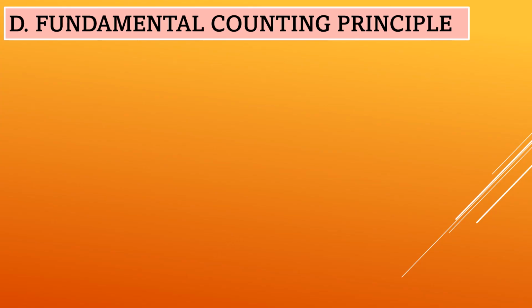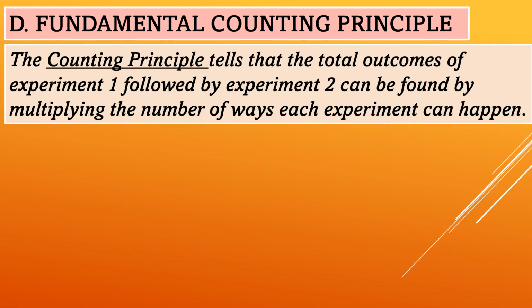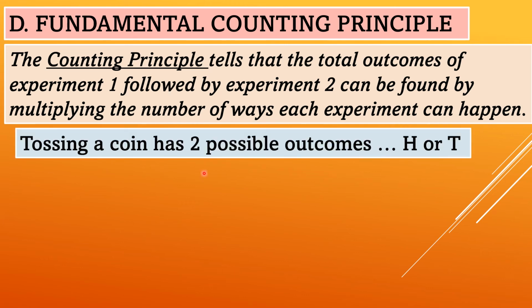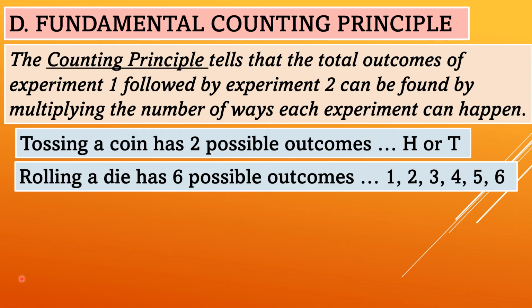Okay, next, we are going to find the possible outcomes of tossing a coin and rolling a die using the fundamental counting principle. So, sa fundamental counting principle, it says that the total number of outcomes of experiment 1 followed by experiment 2 can be found by multiplying the number of ways each experiment can happen. So, we have tossing a coin. It has two possible outcomes, the head or the tail. So, dalawa yung kanyang possible outcomes. And in rolling a die, there are 6 possible outcomes.